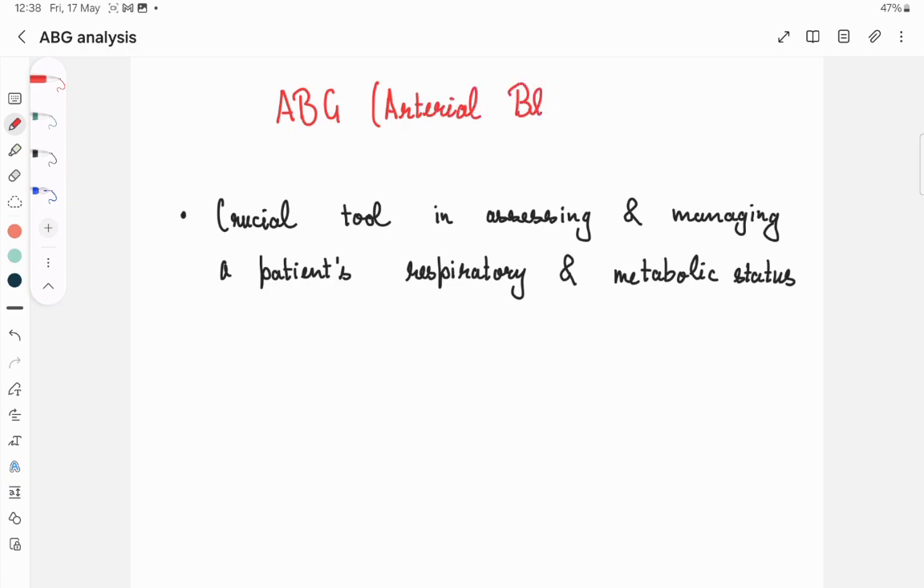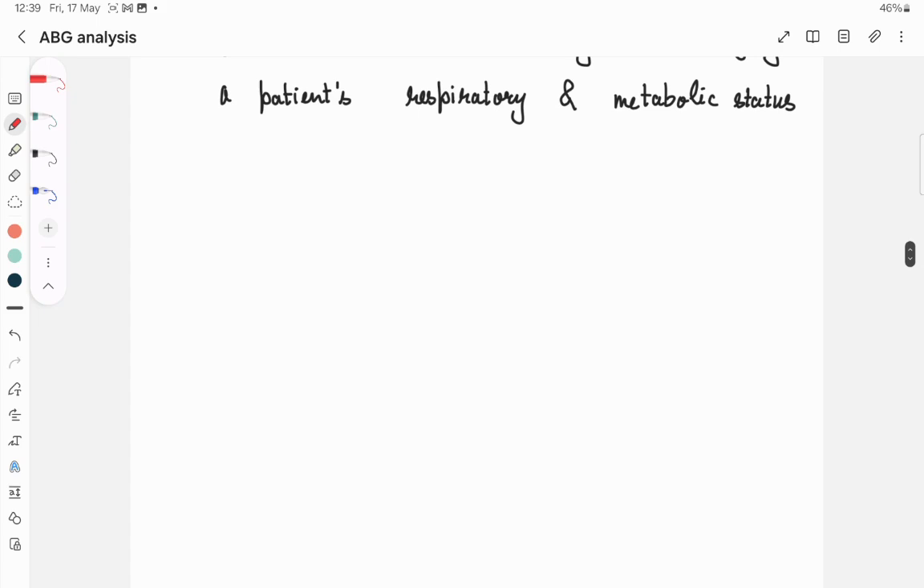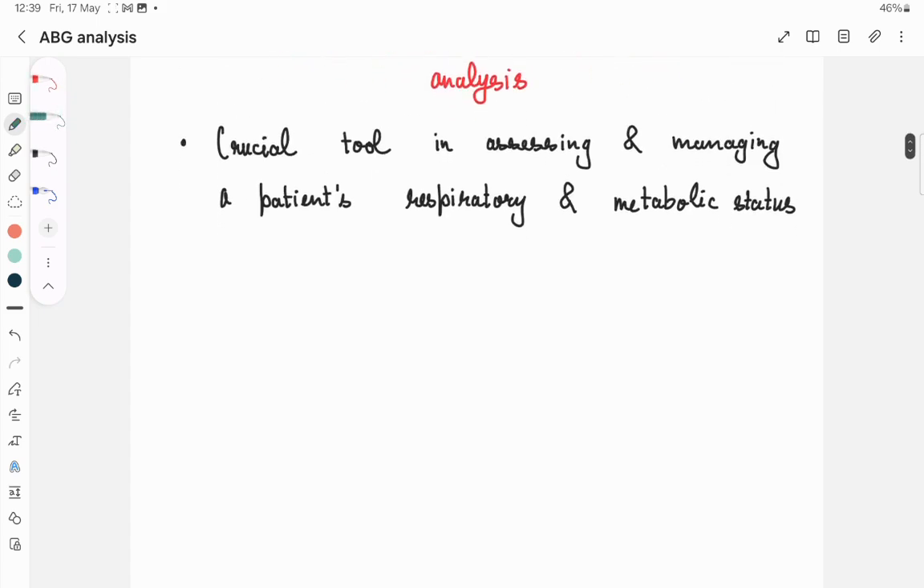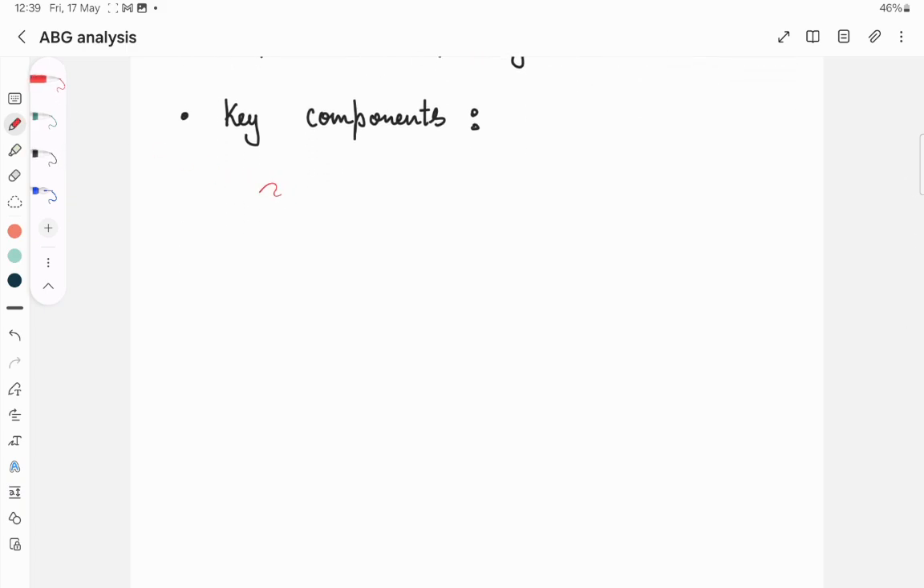So, what is the full form? The full form of ABG is arterial blood gas. So, today we are going to learn arterial blood gas analysis and the components which are involved in this analysis. There are multiple key components, and the most important out of them is the pH.